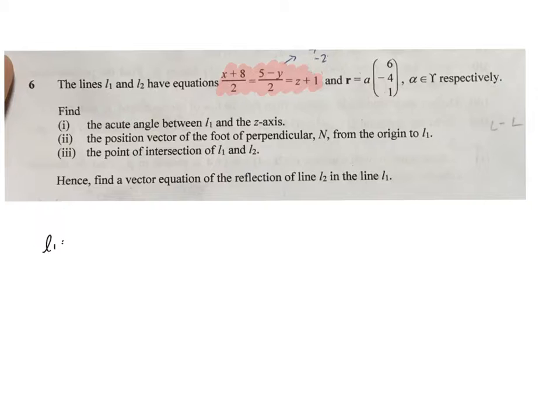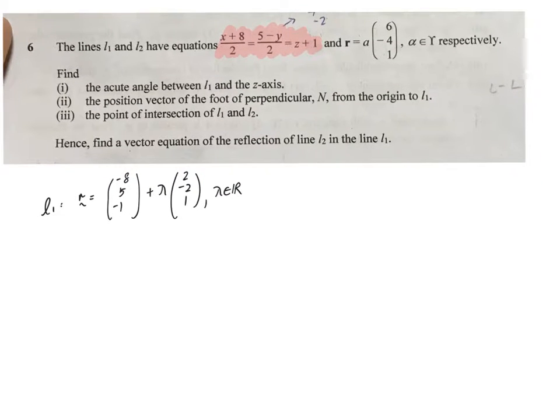I'm sure on your own effort you would have been able to rewrite the equation of line 1. You should obtain r = (-8, 5, -1) + lambda(2, -2, 1), where lambda is real, and this would be the parametric equation of line 1.